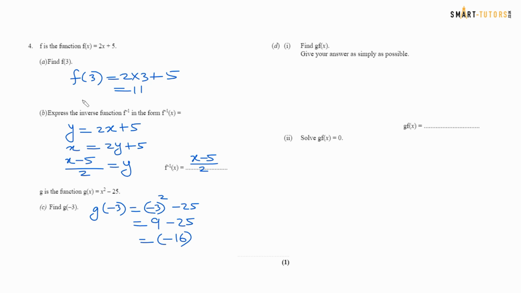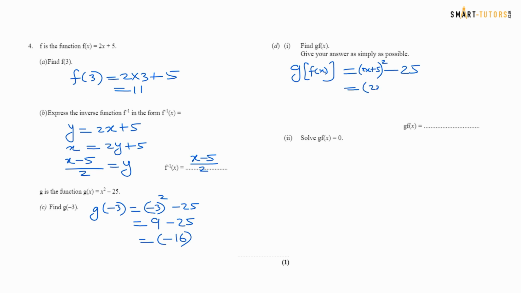Find the g(f(x)). So find the gfx means g of fx. So fx is going to be the input for the g function. First you start to write the g function. G function is x squared minus 25. That x squared you need to replace with the fx function. So (2x plus 5) is the fx function squared. So that is the answer.